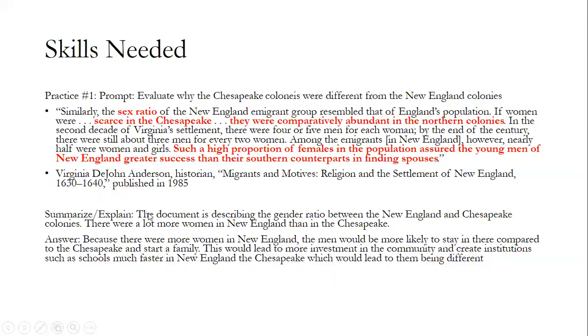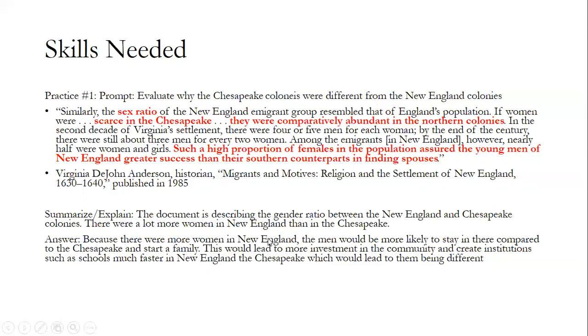So my summary would be the document is describing the gender ratio between New England and the Chesapeake. There are a lot more women in New England than in the Chesapeake. All right, so that's all I'm doing, but I need to evaluate why the Chesapeake colonies were actually different, and I don't really do that here. So in my answer, I get more specific. I spell it out for my audience.